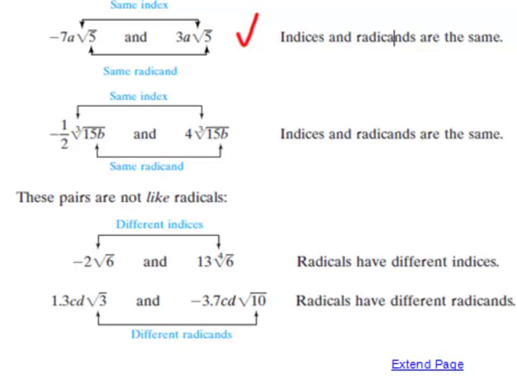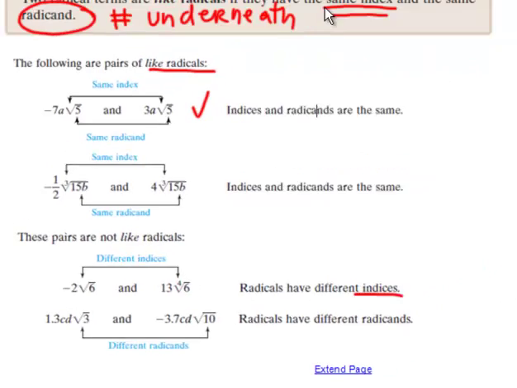These next couple are not alike. So this first one is a square root, and the other one is a fourth root. So even though they have the same number underneath, their indices are different. And then the next one's exactly the opposite. So they're both square roots, the square root of 3 and the square root of 10. But because they have different things underneath, we cannot combine them.